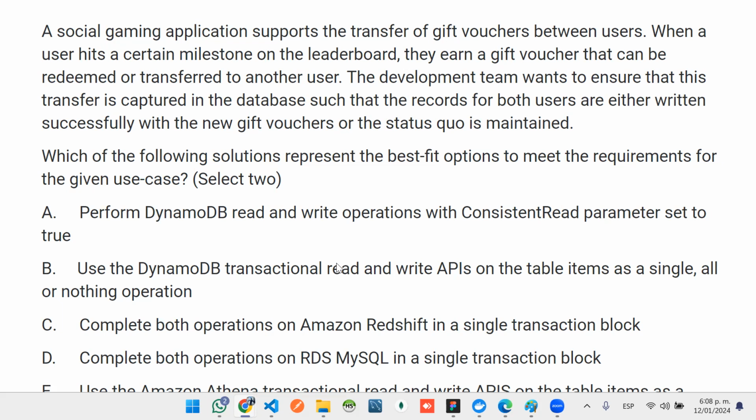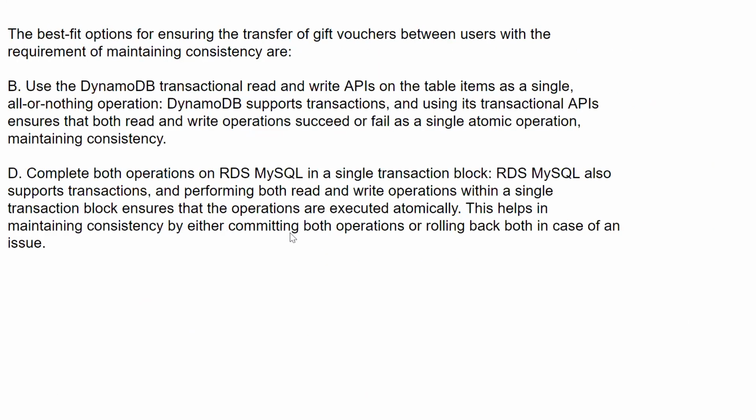Okay, so the answer is B and D. You can use the DynamoDB transactional read and write APIs on the table items as a single all or nothing operation. Or D, complete both operations on RDS MySQL in a single transaction block.